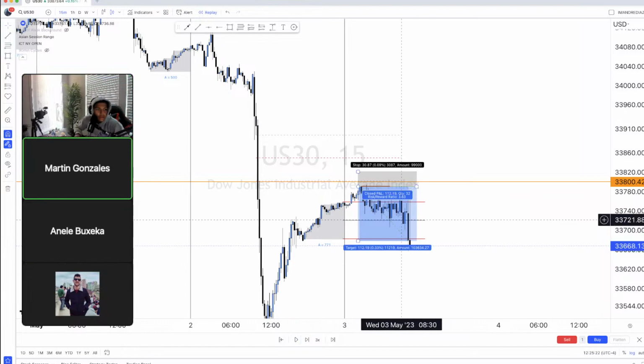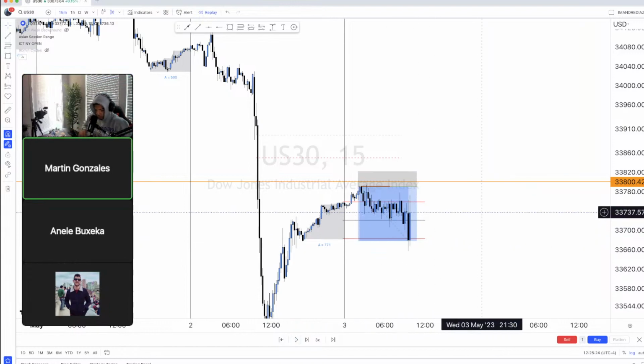And break your stop loss. There we go. That would have been plus 3.6. Same trade idea. Nice move. And this is just London too.